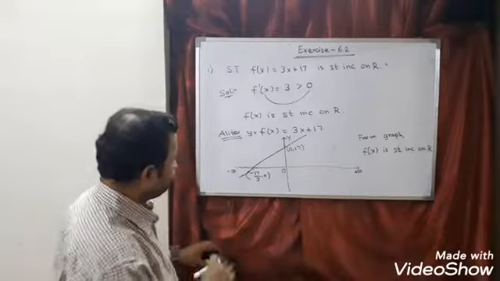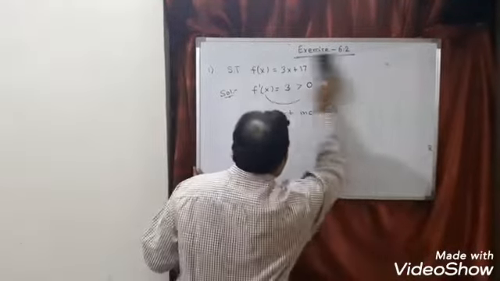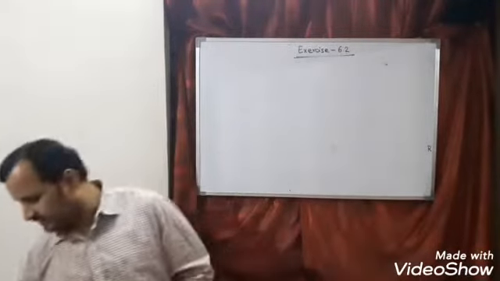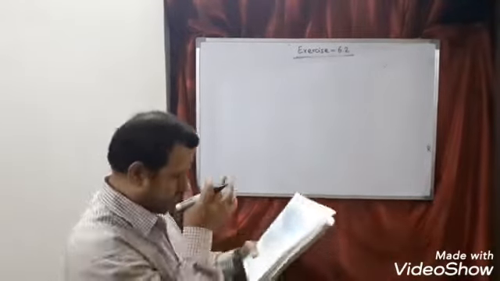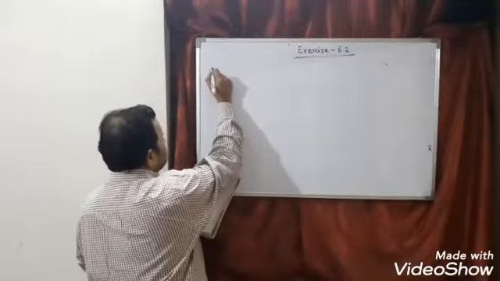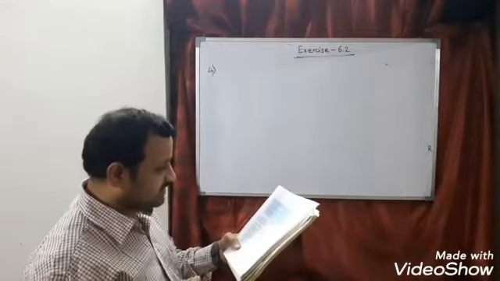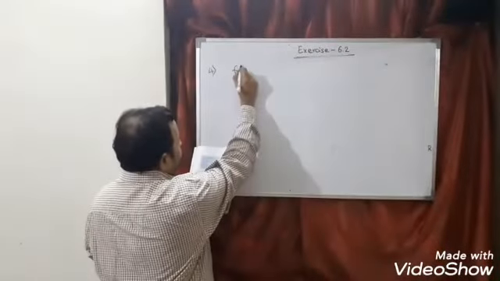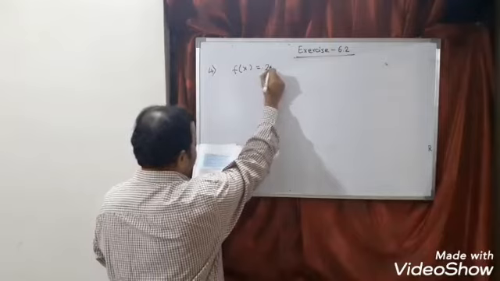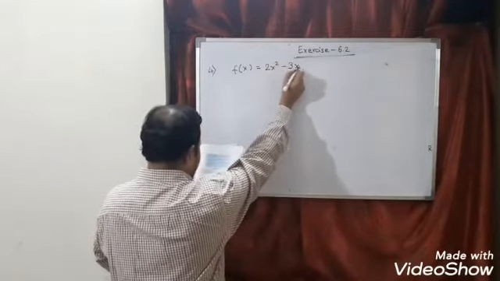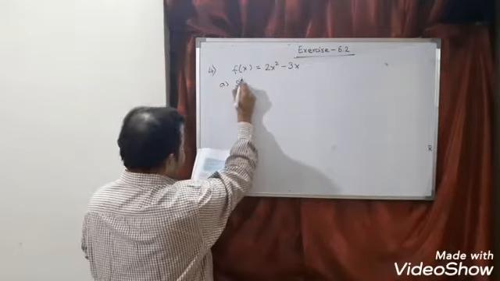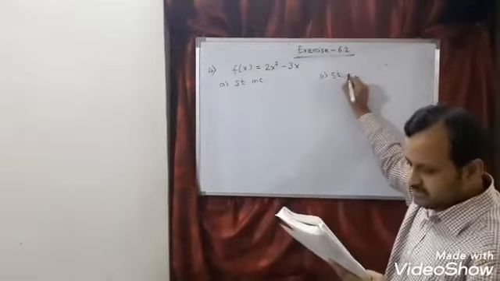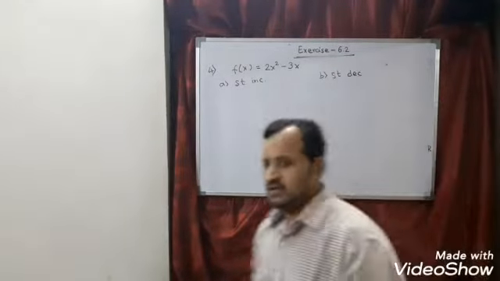Let us proceed further. Now look here. Now very good examples are coming. What I can do here is question number 4. Again a very simple question. Find the intervals in which the function f given by f of x is equal to 2x square minus 3x is first strictly increasing and second strictly decreasing. I think you can tell.